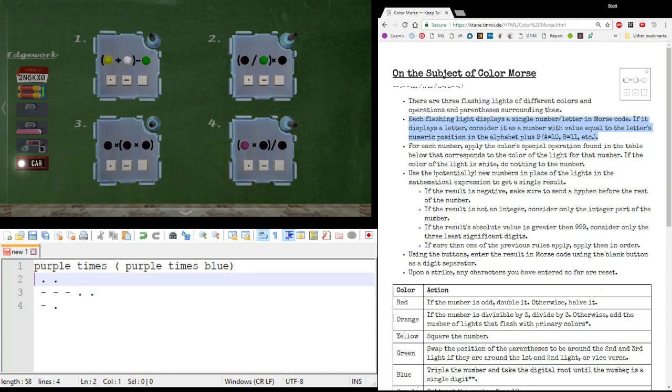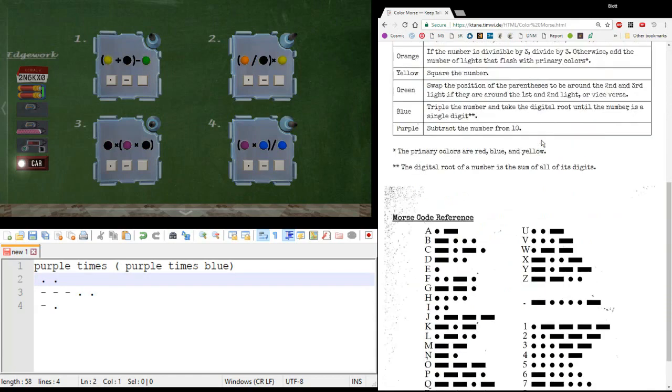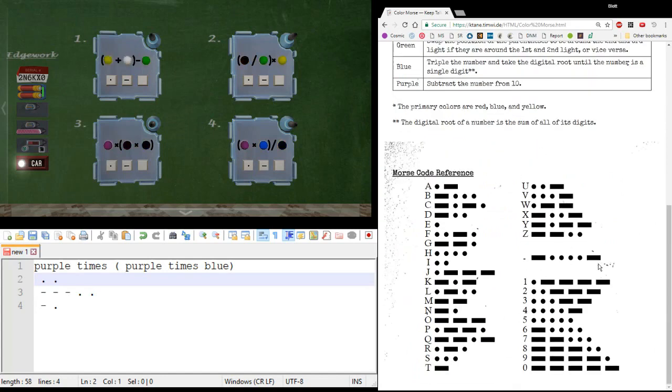If you don't know it, the second page of the manual has your Morse code reference, including one for hyphen, which you don't see in a lot of other modules. May come in handy. So we have dot dot, that's an I. We have dash dash dash dot dot, that's an 8. And we have dash dot, which is an N. So we have I times 8 times N.